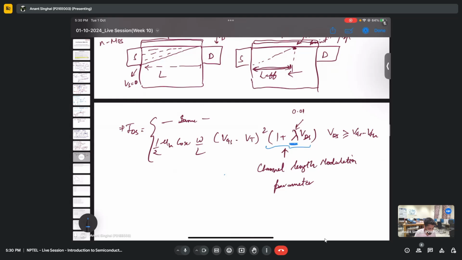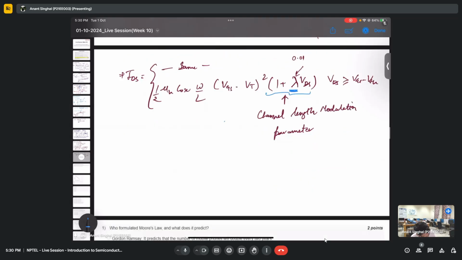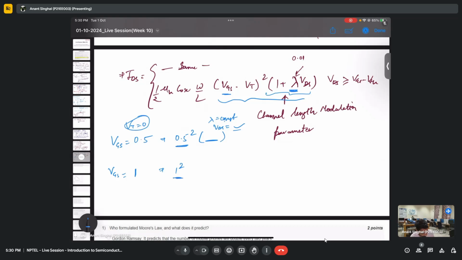So as we have higher and higher VGS, can we say that we have more and more increase in the current? Let's say VGS was 0.5 in one case and VGS was 1 in one case. And for now, let's say VT is 0. It is not possible, but let's say VT is 0. So in one case we have 0.5 squared, and in one case we have 1 squared, and this remains the same, because we are keeping the lambda constant and we are sweeping the VDS. So if these things remain constant, can you see that we will have a very high increase in current for a higher value of VGS as compared to a lower value of VGS? Can we say that?